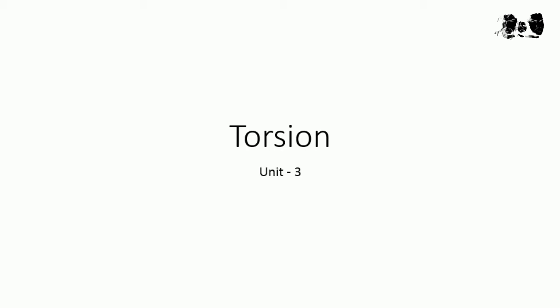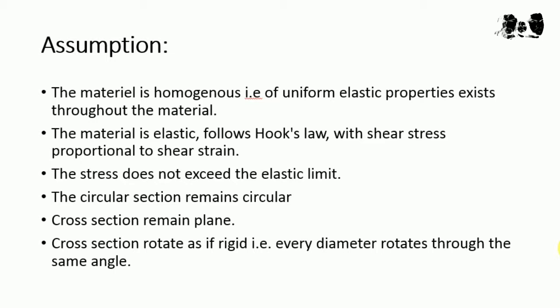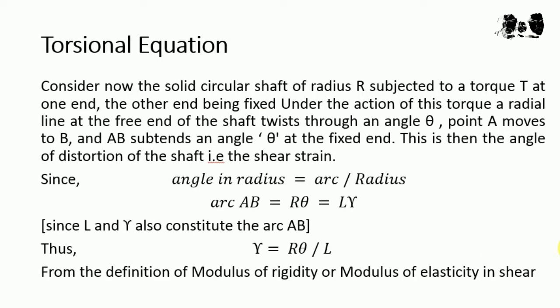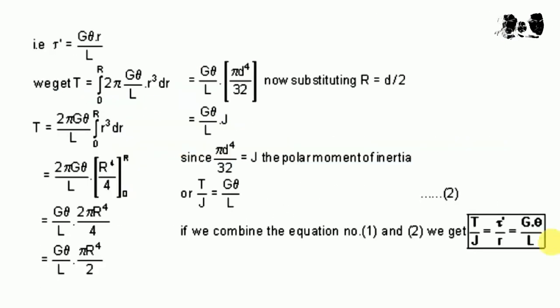In the last lecture we discussed what torsion is, what torque is, and how it can affect the beam. Thereafter we discussed the assumptions that torsion is based on to deduce the torsional equation. Then we derived the torsional equation, which is T upon J equals tau upon R equals G theta upon L. And in the further portion we're going to discuss today.